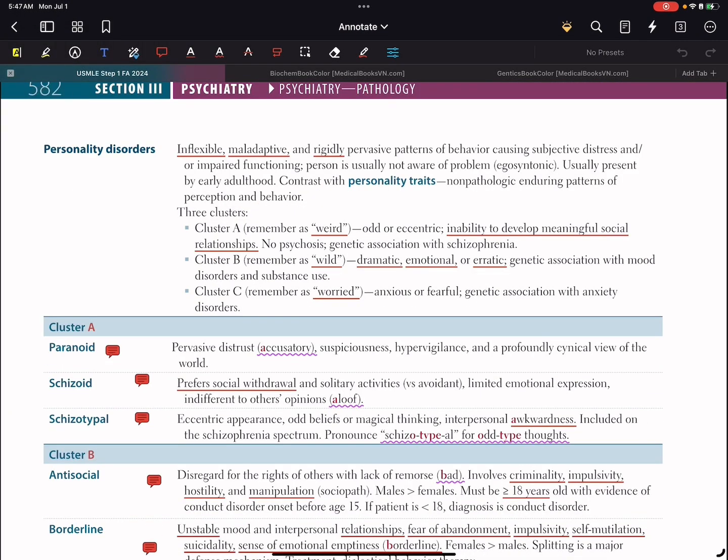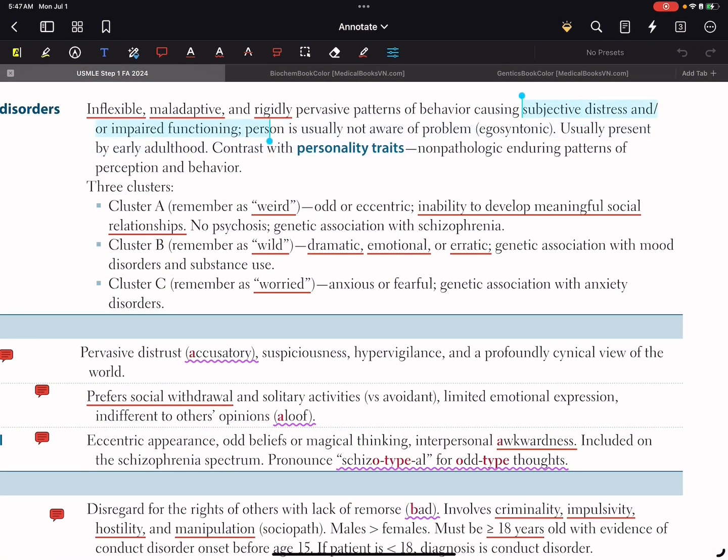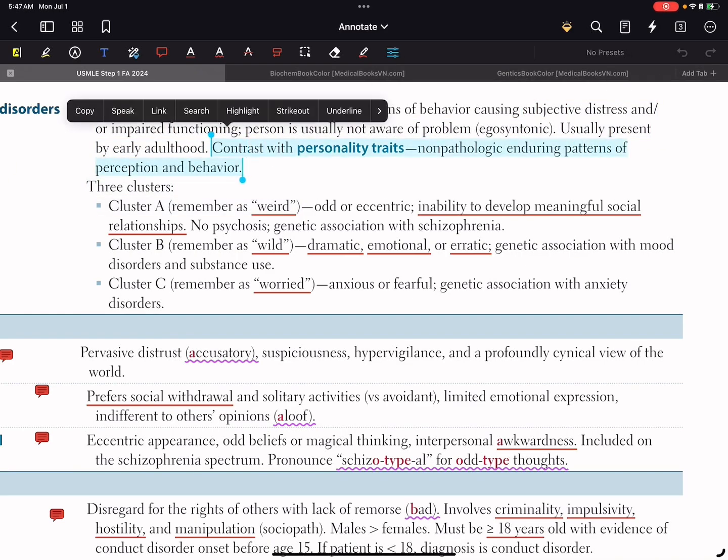Personality disorders: an inflexible, maladaptive, pervasive pattern of behavior causing subjective distress and impaired functioning. Persons are usually not aware of the problem, are egocentric, and usually present by early adulthood. Contrast with personality trait, a non-pathologic enduring pattern of perception and behavior. So the trait is non-pathologic.